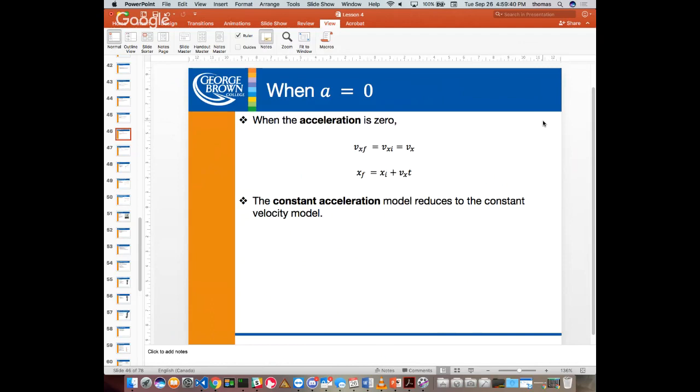All right, so what about when acceleration is 0? When the acceleration is 0, we can say that v final is equal to v initial, right? Because that means there's no acceleration. Velocity is constant, so therefore v final is equal to v initial, right? And then your final position is equal to the initial position plus vt. So you chop out that plus 1/2 at squared. That part of the formula goes away because your acceleration is 0.